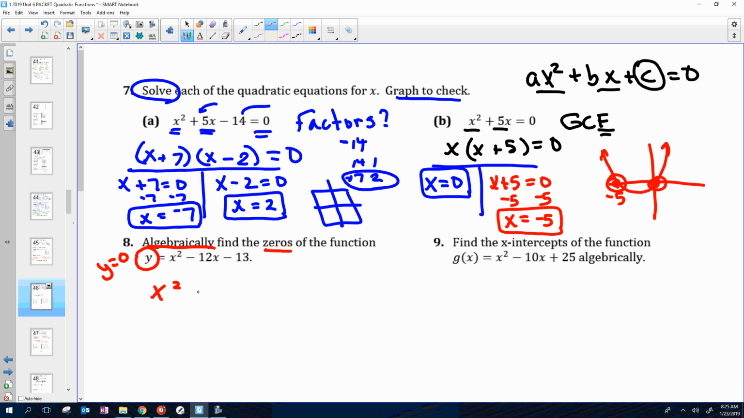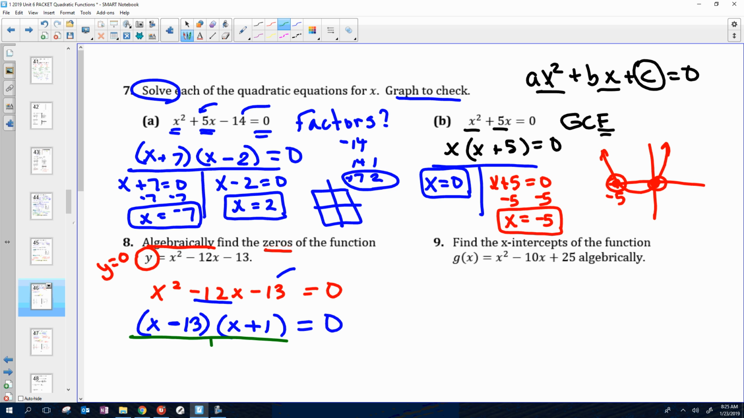So x squared minus 12x minus 13 equals 0 needs to be factored. It's a trinomial. x and x makes x squared. 13 is pretty easy. That's just a 13 and a 1. And to get a negative on the 12, I need a negative 13 and a positive 1. Set your factors equal to 0 and add 13 to both sides. x equals 13. x plus 1 equals 0, subtract 1, x equals -1.